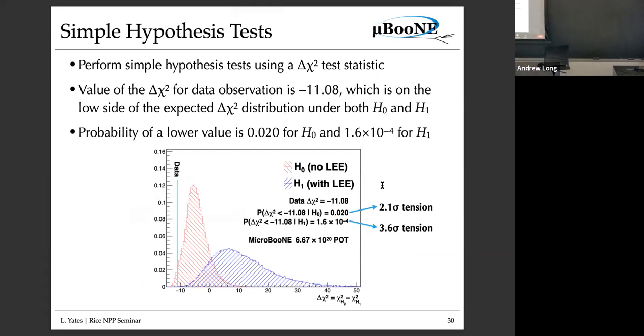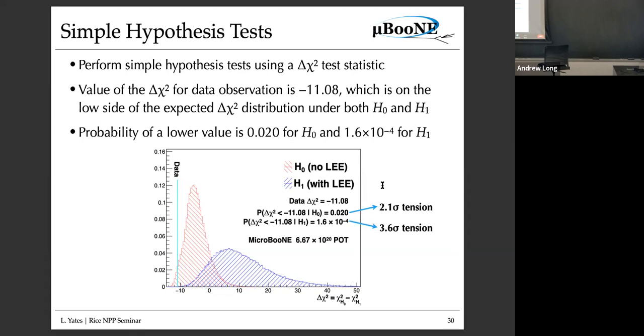So for all of our statistical tests, actually, we do what we call frequentist studies. So we basically don't assume a true chi-square distribution because we live in a low statistics regime and we just don't trust it. So what we do is we sample from the covariance matrix and then Poisson sample on top of that to generate an expected distribution of this delta chi-square test statistic under the no LEE hypothesis here in red and the LEE hypothesis here in blue. And then we compare our data observation to those two sort of empirically generated distributions.